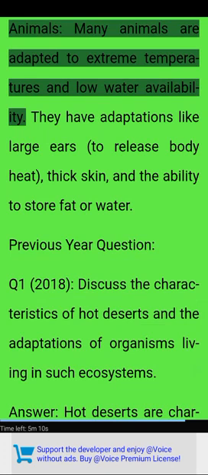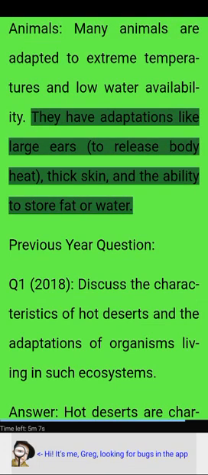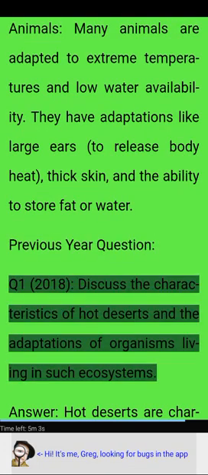Animals. Many animals are adapted to extreme temperatures and low water availability. They have adaptations like large ears to release body heat, thick skin, and the ability to store fat or water. Previous year question. Q1 2018: Discuss the characteristics of hot deserts and the adaptations of organisms living in such ecosystems.